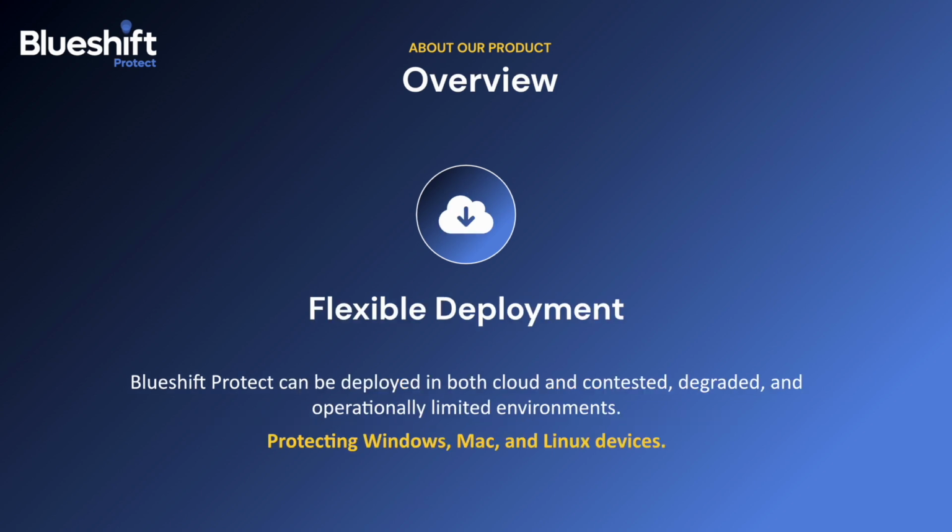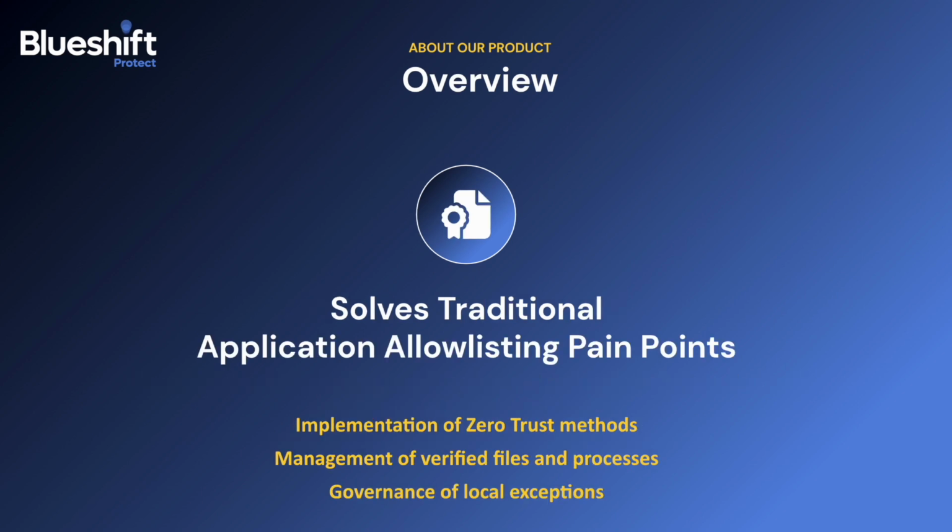The deployment is very flexible. It runs in cloud environments, can run on multiple different operating systems, and can run in a hybrid environment, an on-prem environment, or a mix of on-prem and cloud. Whatever you have, it's pretty flexible to install. And it solves some of the traditional Allowlisting pain points that other solutions have had, mostly on the implementation side, the management of verified software, and the governance of local exceptions, because everybody's going to have some custom software they need to run in their environment. Most people do, and so you need to be able to manage those local exceptions. And we do a really good job of that.